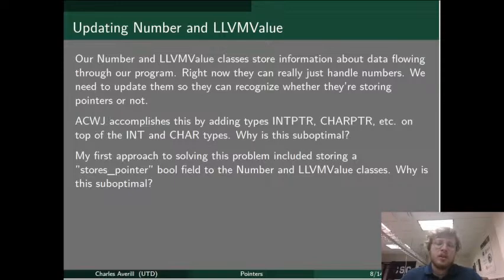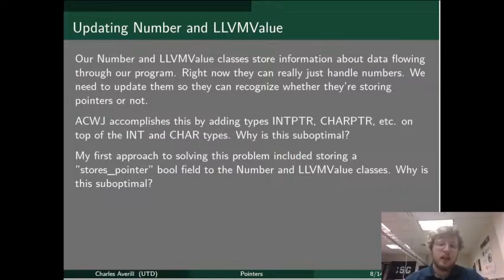ACWJ accomplishes this by actually adding in specific types: int pointer, char pointer, long pointer, on top of the existing int and char types. The reason that's suboptimal is because what if I've got a bunch of types? What if I add more types to my language?